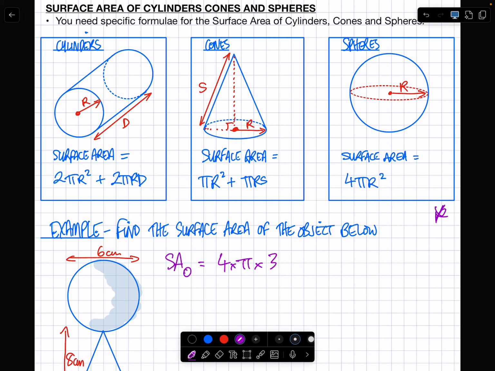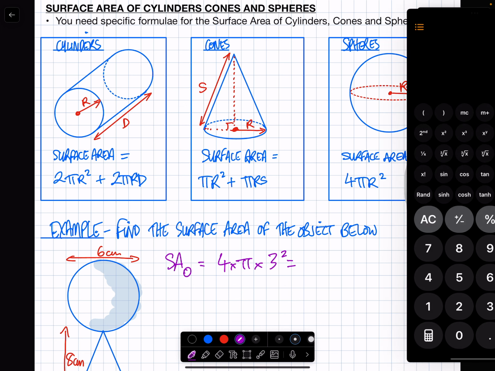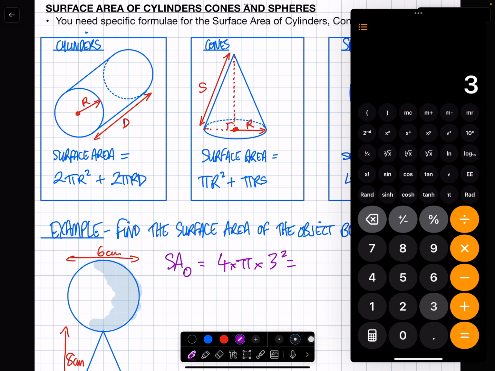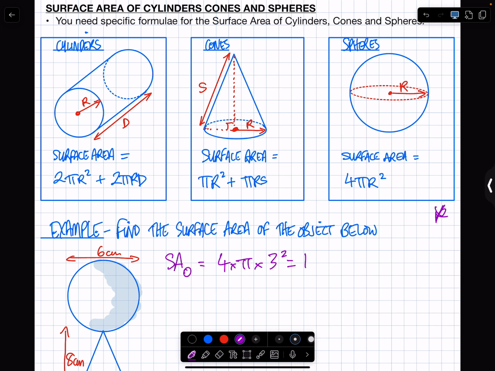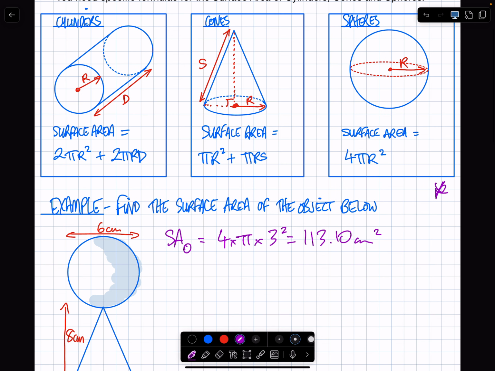3. So 3 squared times pi times 4. Use brackets in case the calculator doesn't know how to do it. 3 squared times pi times 4 is 113.10 square centimeters for the sphere at the top.